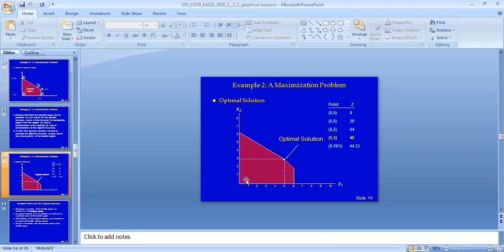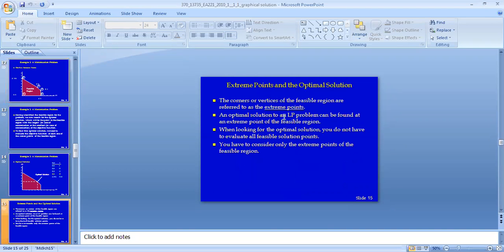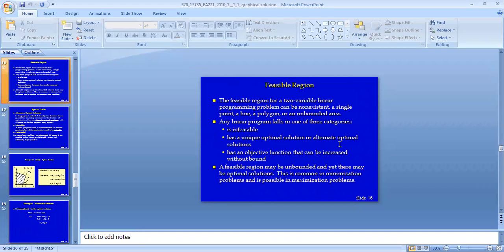So we get an optimal solution to the linear programming problem can be found at the extreme points of the feasible region, actually by the corner method. When looking for the optimal solution, you do not have to evaluate all feasible solution points. You have to consider only extreme points of the feasible region. Now actually, what is the feasible region for this linear programming problem?